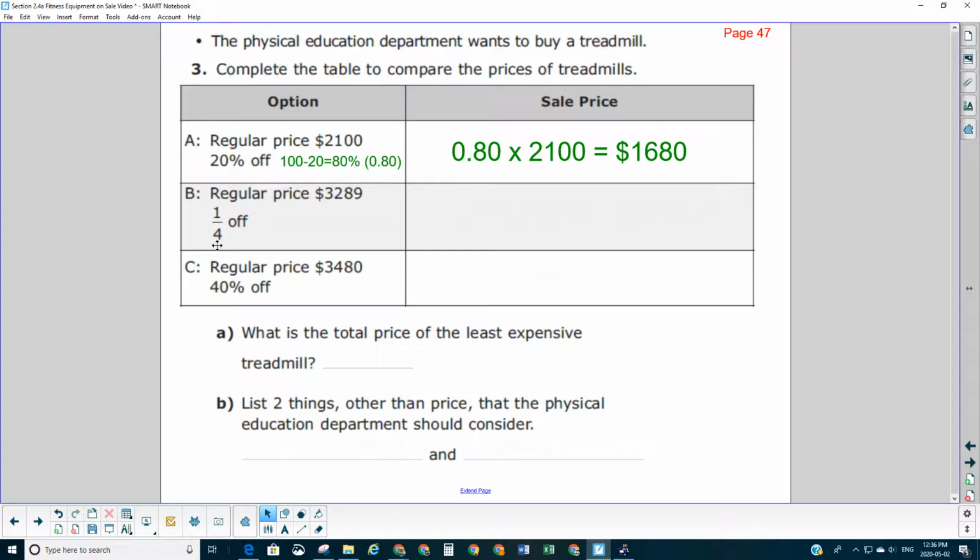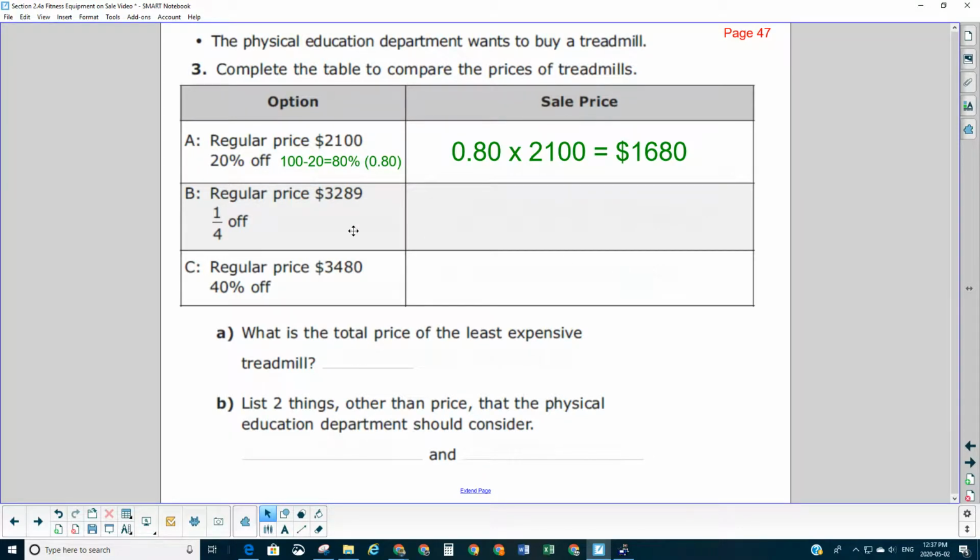So I'd like you to push pause in your video and try B and C on your own. A quarter means 25% off, so you can figure out how much you'll pay and do that math. And for 40%, of course, you're going to figure out what percentage you'll pay, and multiply it by the price to figure out your sale price. So come back when you're done trying these 2.